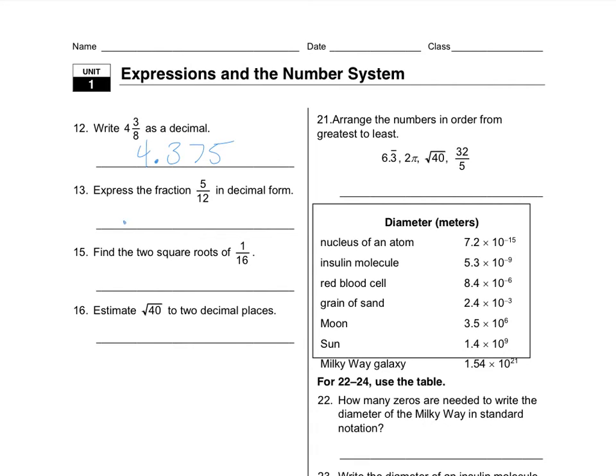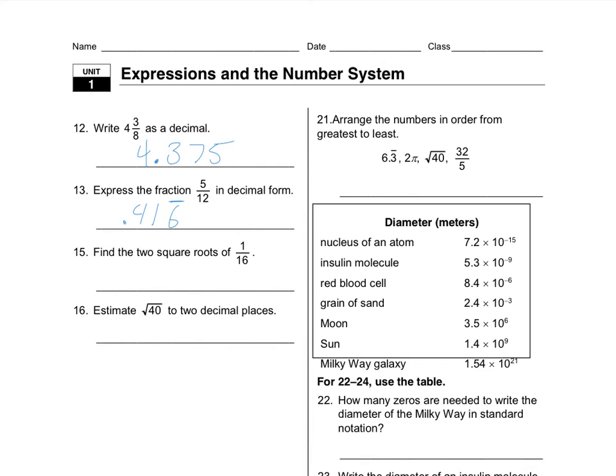It's 0.416, and that 6 repeats. That's your answer there. Put the line over the 6 so that I know it repeats. 0.416 is wrong. It's 0.416 repeating.